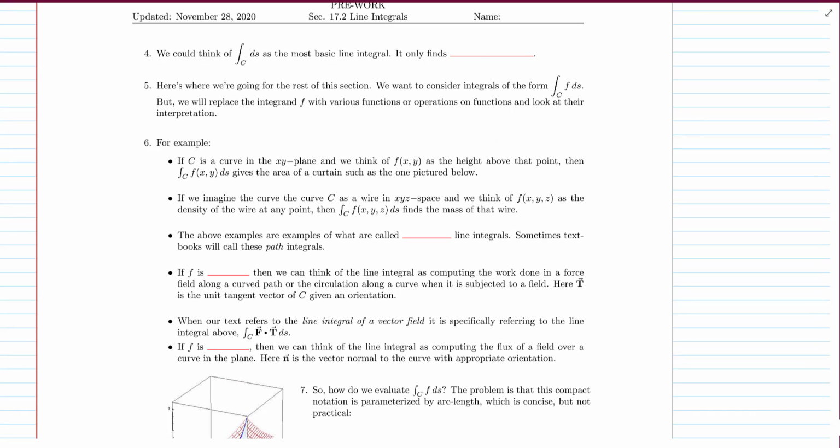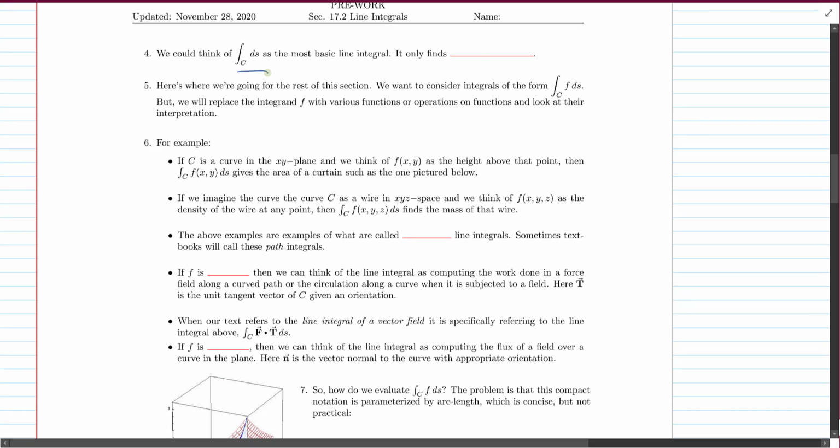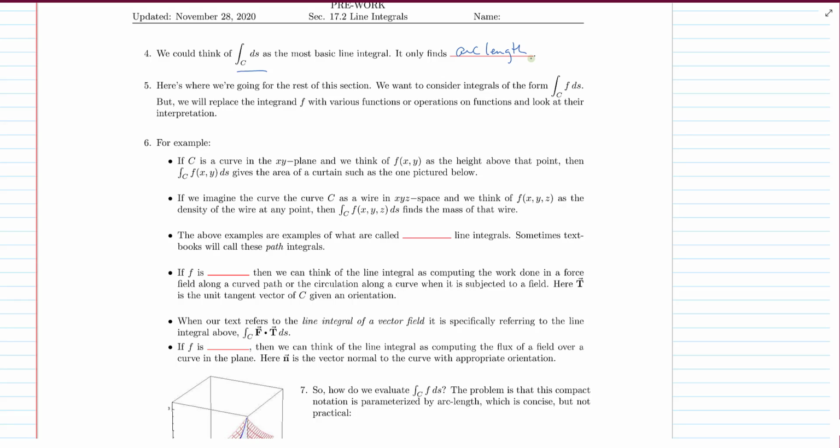So just to summarize what we said on the last page, we could think of this basic line integral as a line integral that only finds the arc length. And there's nothing different between computing this line integral and computing the arc length integrals that we did in Chapter 14.